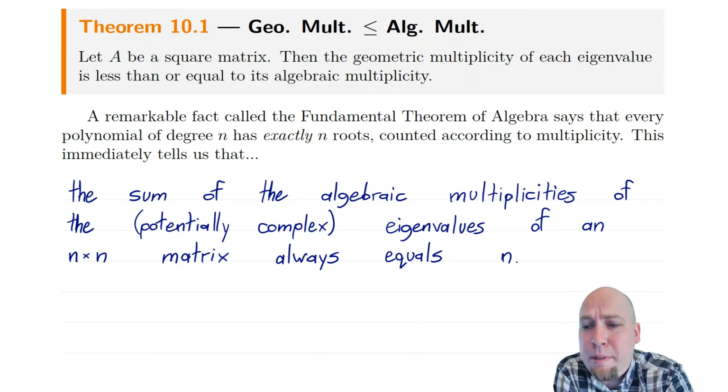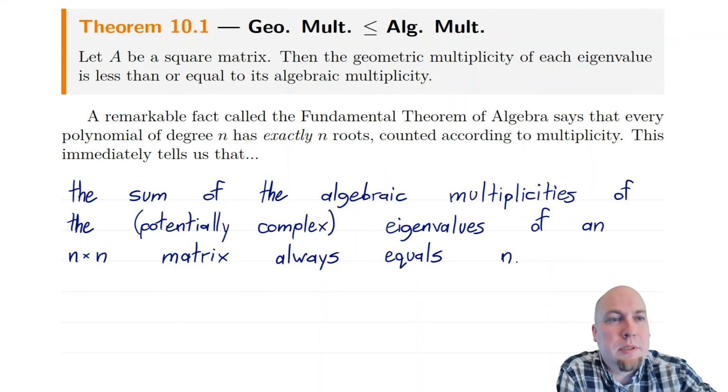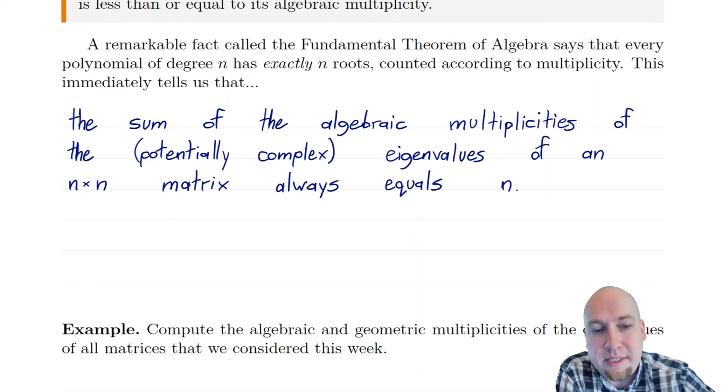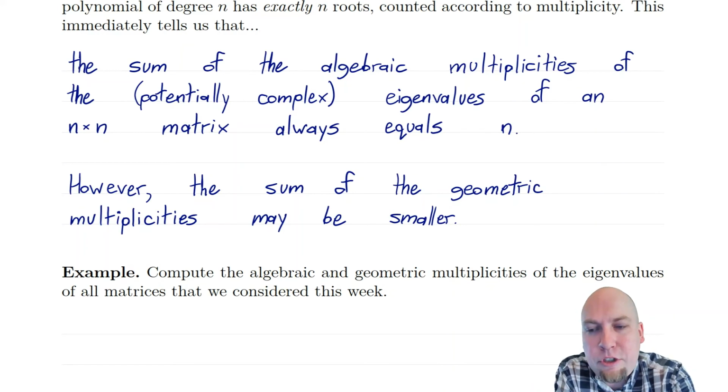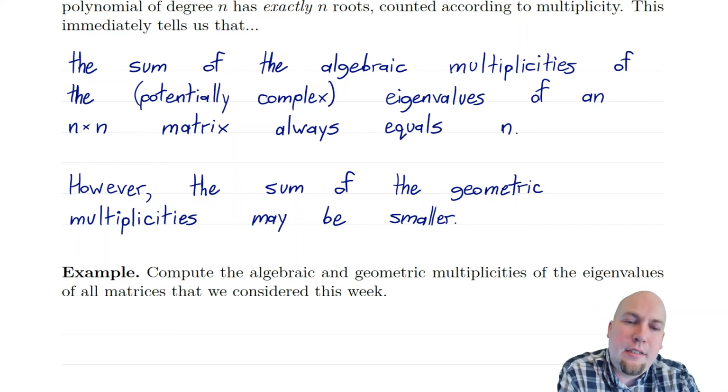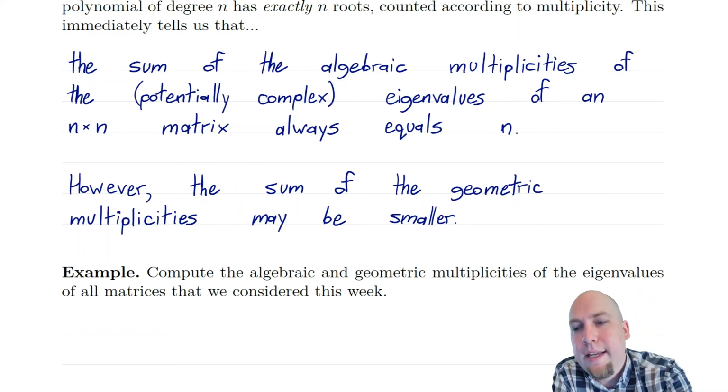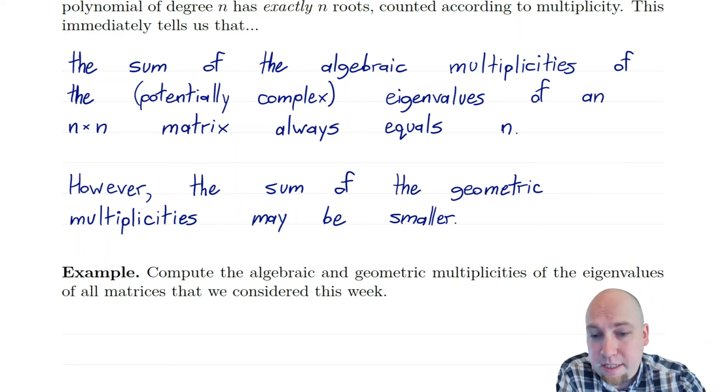Okay, and if you combine this with the previous theorem, that geometric multiplicity is less than or equal to algebraic multiplicity, we're going to find something analogous, but a little bit weaker, for geometric multiplicities. If you add up the geometric multiplicities, you might get n, but you might get something smaller as well, okay? You don't necessarily get n if you add up the geometric multiplicities.